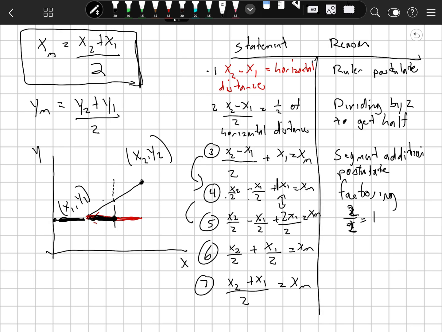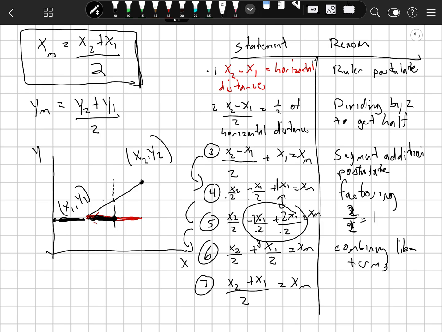Let's take a look at number 6. Maybe you're starting to figure out why we did that. We have to get a common denominator right here. That's what we're looking for. In number 6, we added these two in number 5 together, so it's negative 1/2 x plus 2/2 x. Negative 1 plus 2 is just 1x. So from 5 to 6, we're just combining like terms.